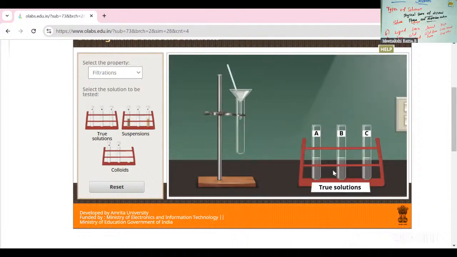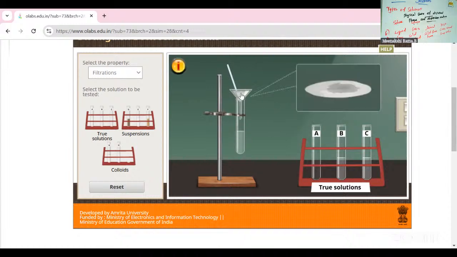Three test tubes contain different kinds of solution. One is sugar solution, another is salt solution, and the other is alum. This is the stand, and the test tubes are here, along with a funnel and a stirrer. Now I am going to transfer the sugar solution into the beaker.